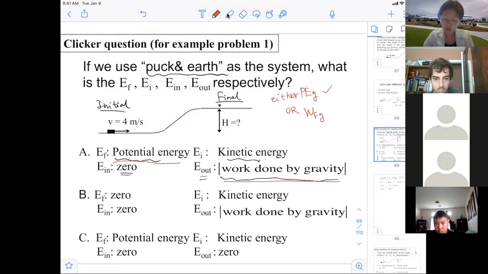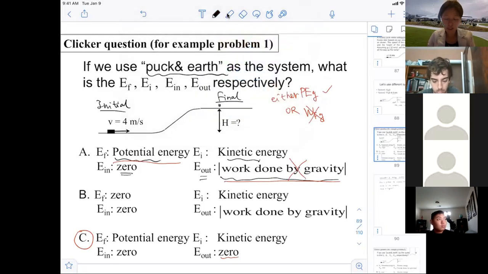But if you include the Earth in your system, you should not have work done by gravity, because gravity now does not do work on your system, because Earth is part of your system. So what we need to do is to swap out this term to be zero. So C is actually correct for this particular choice.